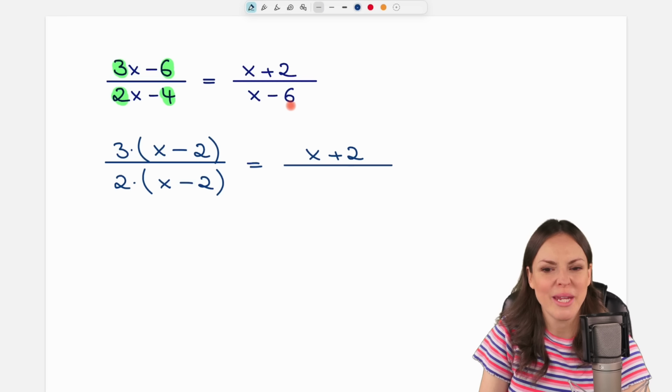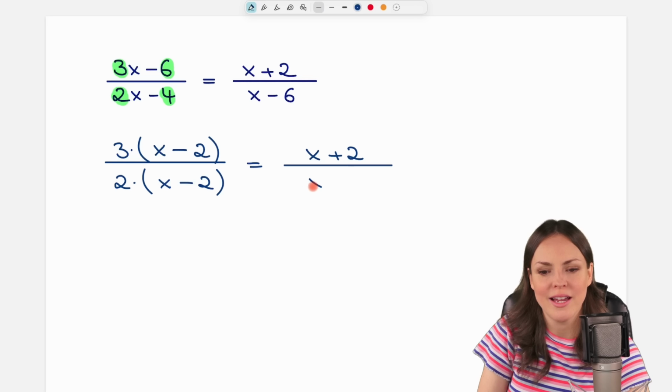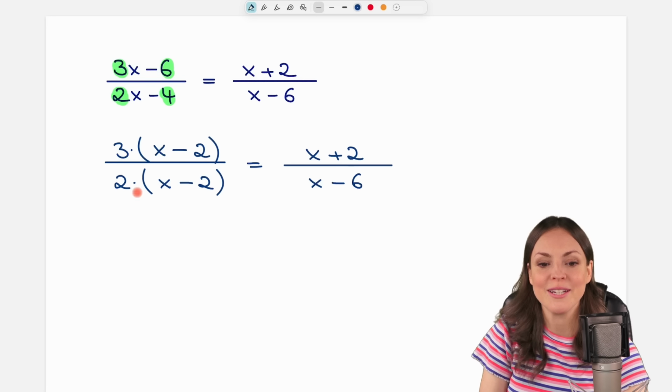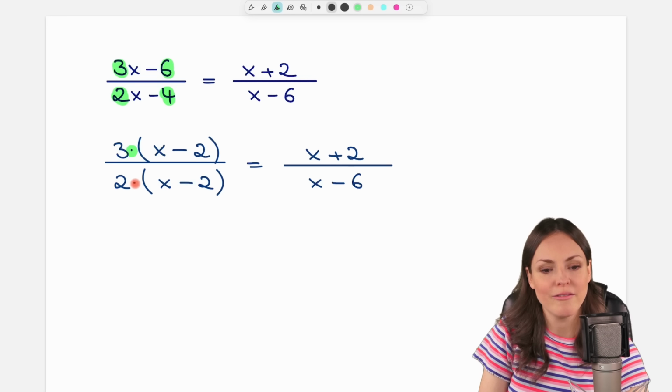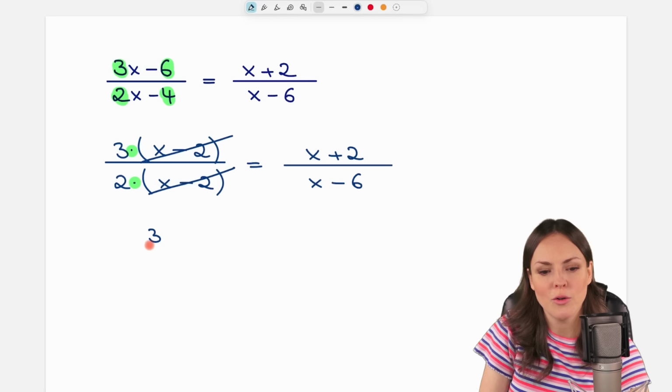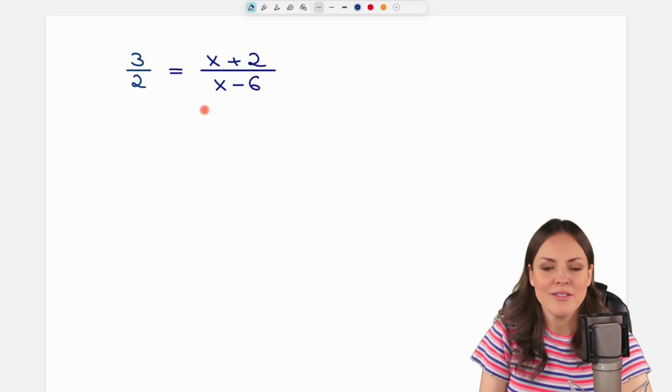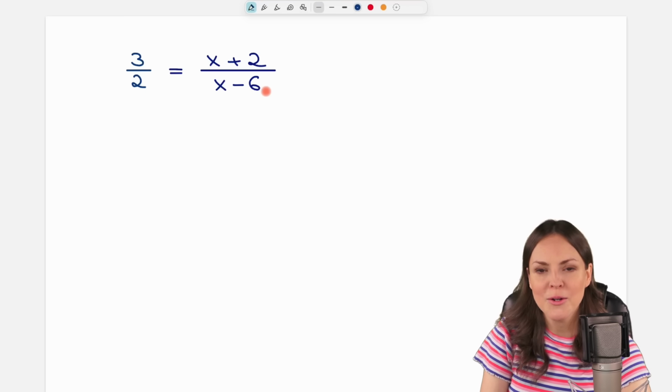And the same thing here, we cannot factor out anything. We have no common factors here. So we have to leave it as it is. But on the other side, what can we do here now? We have a product here, we have a product here. We can cancel this, and only 3 over 2 is left. And on the other side, well, nothing has changed so far, but we've won on the left side, so this is good already.